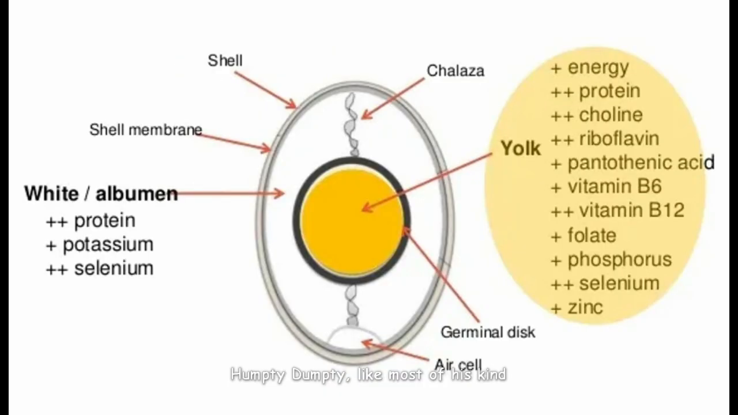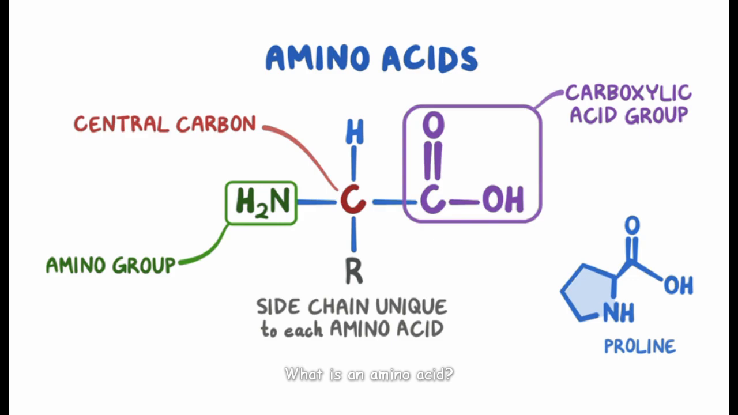Humpty Dumpty, like most of his kind, is composed of proteins, and proteins are composed of amino acids. What is an amino acid? Amino acids are organic molecules formed by carbon and hydrogen. By forming long chains, they create proteins.